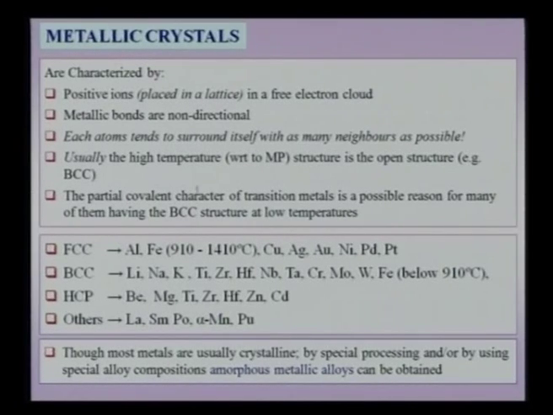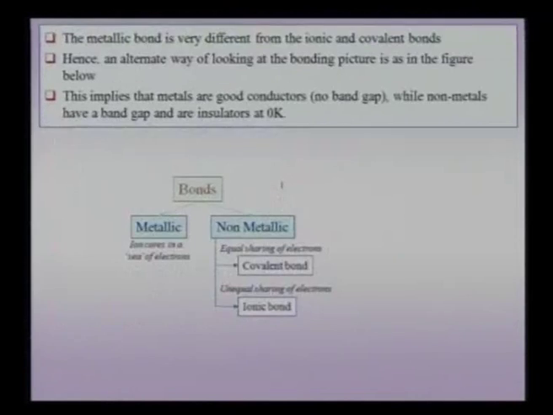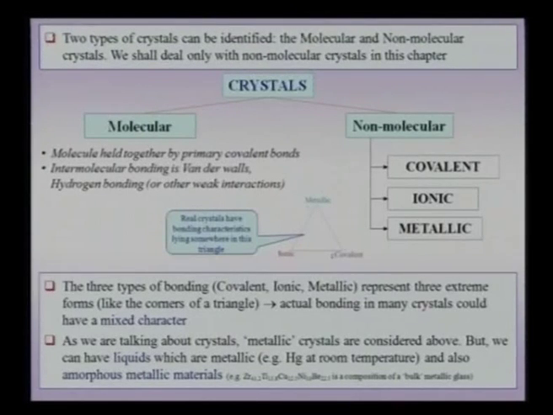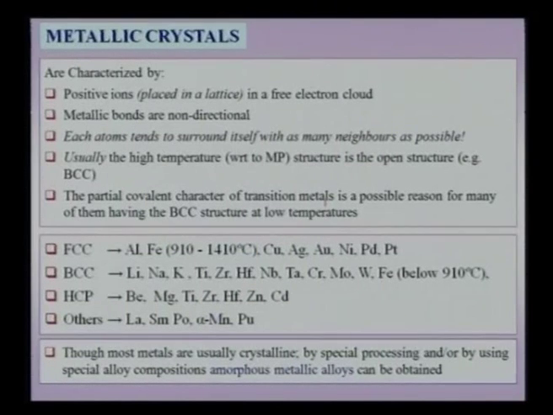The partial covalent character of transition metals takes us back to this diagram: the actual bonding in many materials need not be purely metallic, ionic or covalent. Later on we will see examples of materials which have bonding characteristics between ionic and covalent, and in this case we are talking about bonding which is between metallic and covalent. This partial covalent character in many transition metals is a possible reason for many of them having a BCC structure, which is an open structure, at low temperatures.